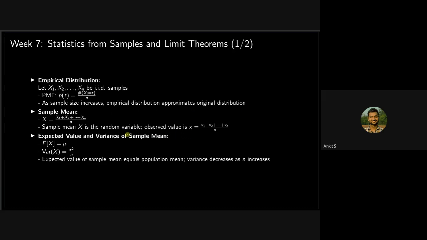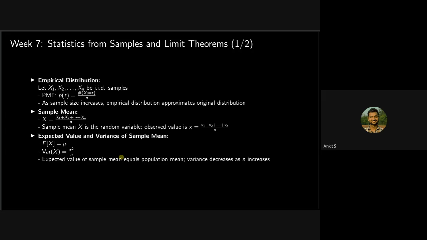Then we had sample mean, the expected value and variance of sample mean. So this was all very basic, I think. But the most important point in this slide is the expected value and variance of sample mean. It can confuse you sometimes, but you have to be able to differentiate between what is a sample mean and what is a distribution mean.